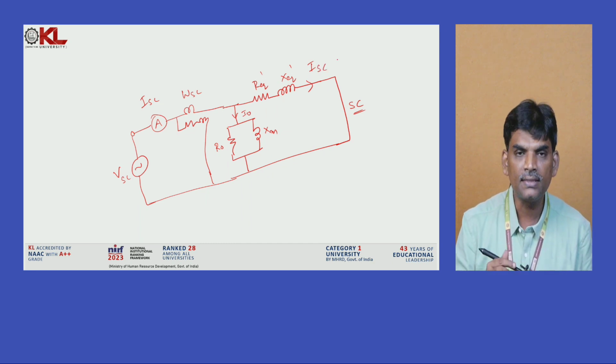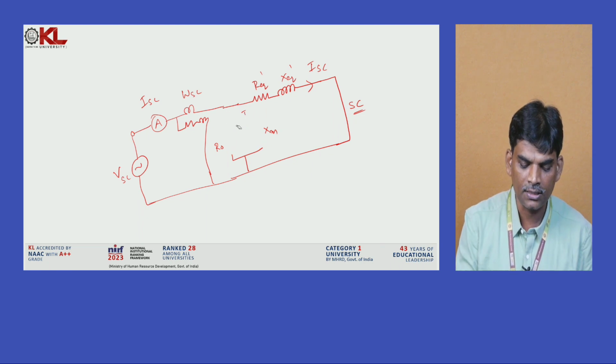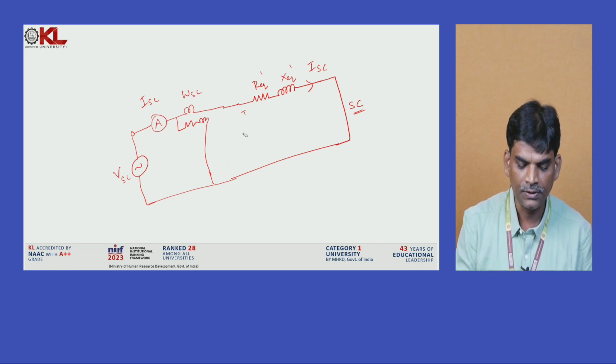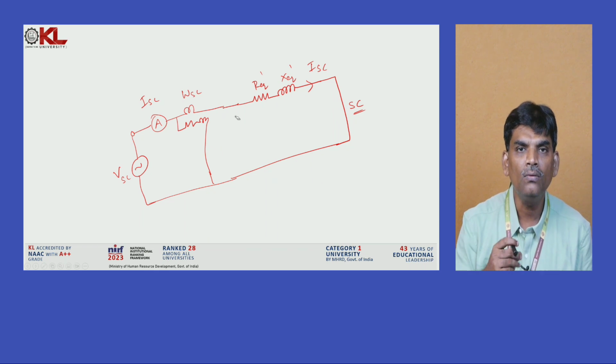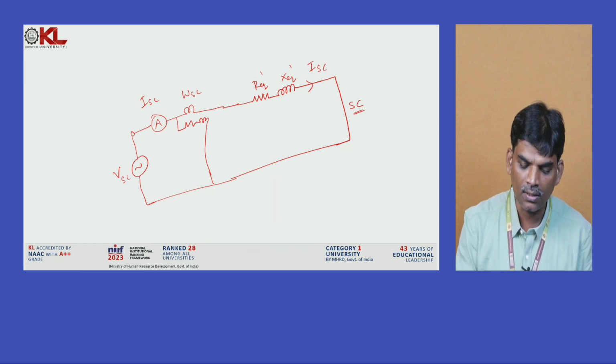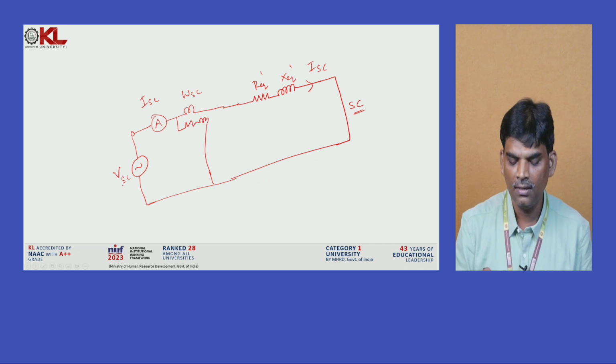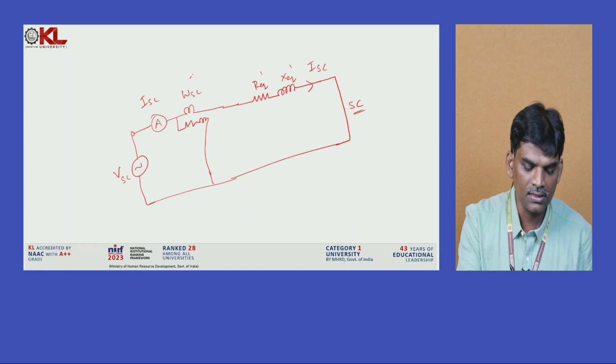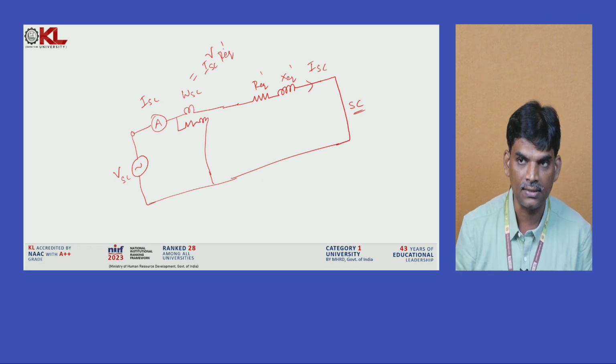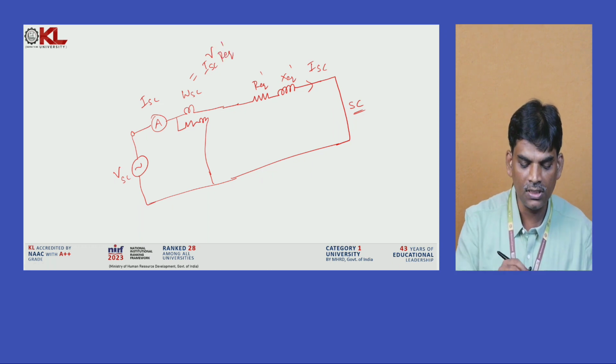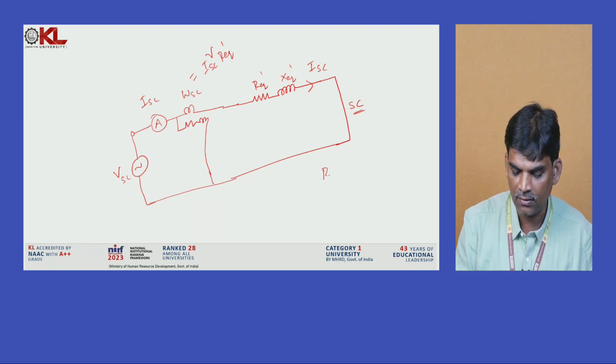So under the SC test, the transformer acts like this only. Across this winding we apply VSC, and the current passing is ISC. Here WSC gives the total copper losses, that is ISC square R equivalent dash. So, by using this formula we calculate R equivalent dash equal to WSC divided by ISC square. This is one of the formulas.